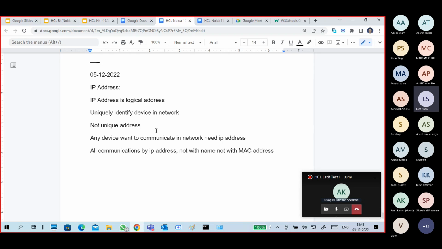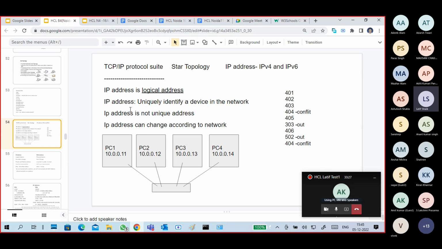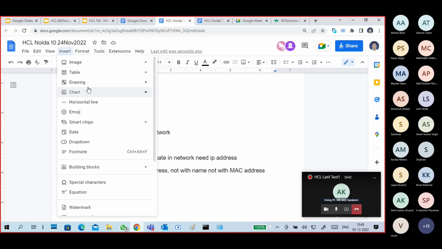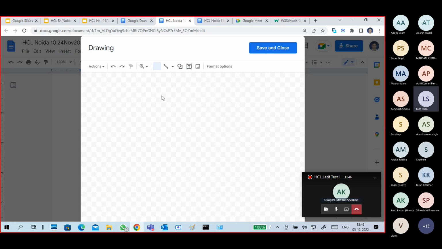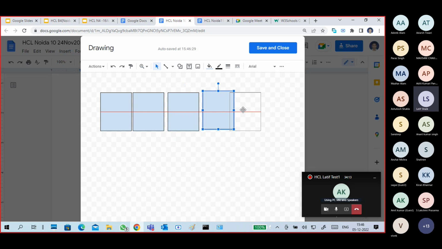Take these points. Here I have given a small picture to show that each and every PC has an IP address. I will try to draw that here, since it is difficult to draw in Google Docs. Guys, you have devices, either connected wired or wireless. Devices must have an IP address, whatever the connection is, whether wired or wireless.